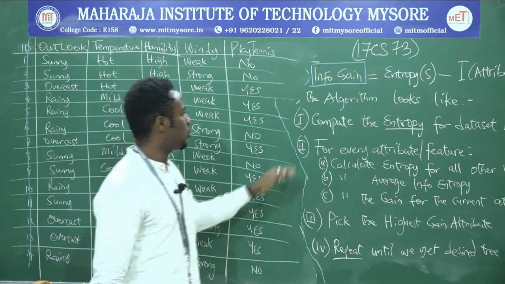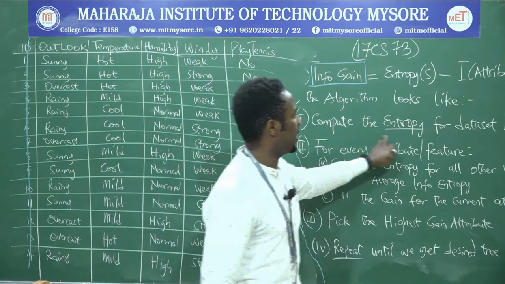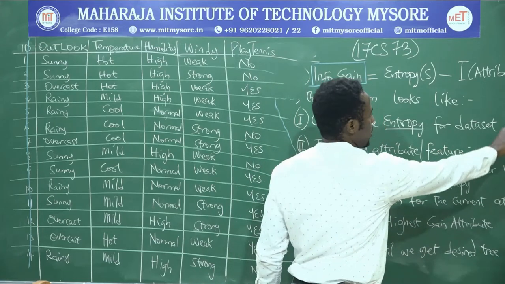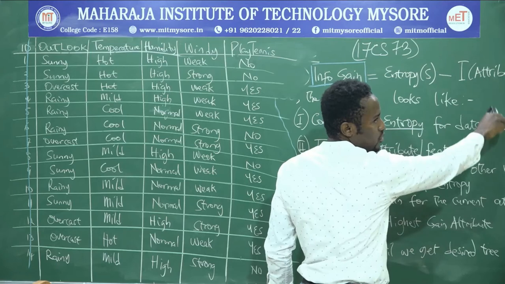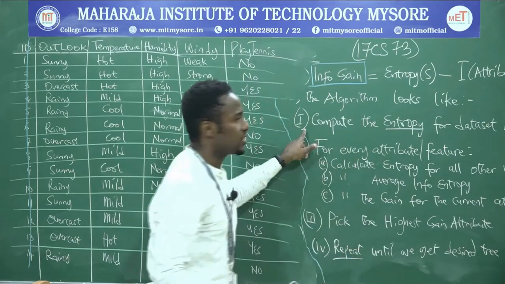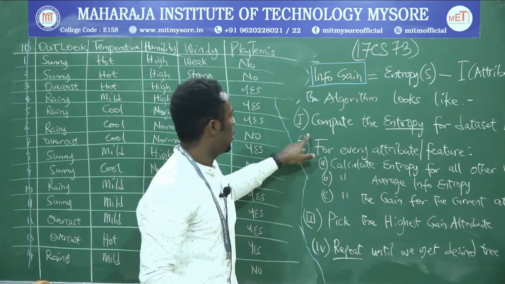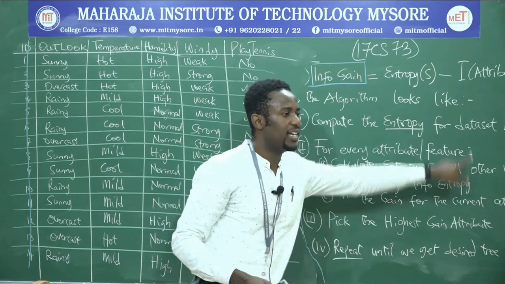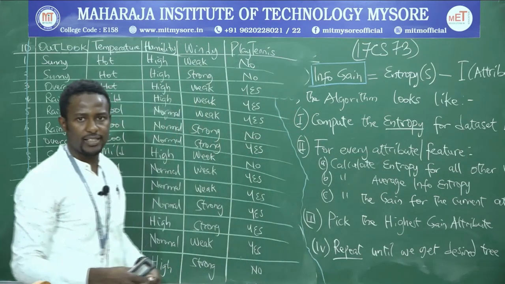So first, we have to compute the entropy for the entire data set. I'm sorry if you're not able to see beyond this. I'm reading it out so that you won't be left behind. First step, I hope everybody can see this: you have to compute the entropy for the entire data set. And you know the formula, right?